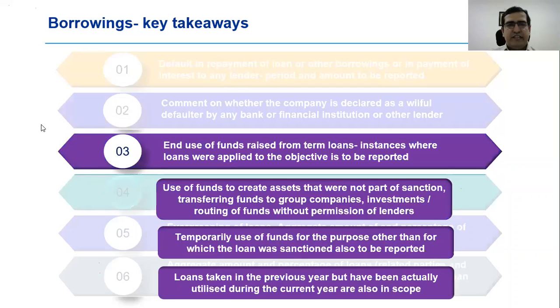Moving on, the next thing which is quite critical is end use of funds. Now, in the recent past, a lot of frauds, a lot of events have happened in corporate India where the end use of funds was questioned. The MCA requires that the auditor now pay special attention to some of these items. The first thing that the auditor needs to do is to comment on whether the funds raised from term loans were deployed for the purposes for which they were raised. And if not, then that is what the auditor needs to call out in CARO 2020.